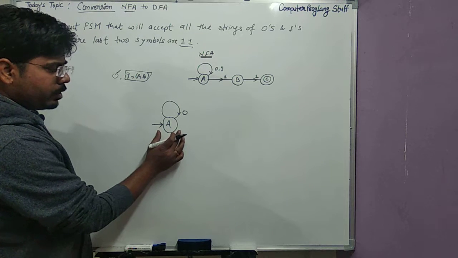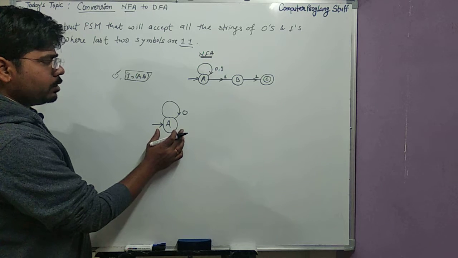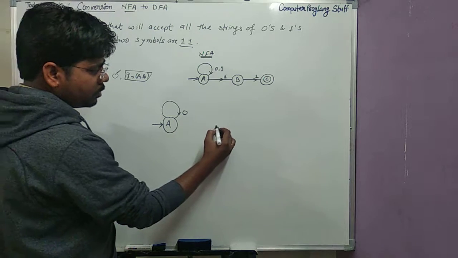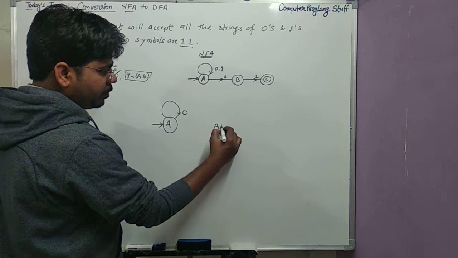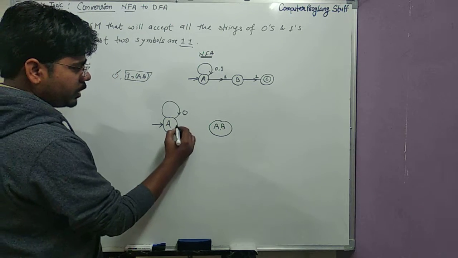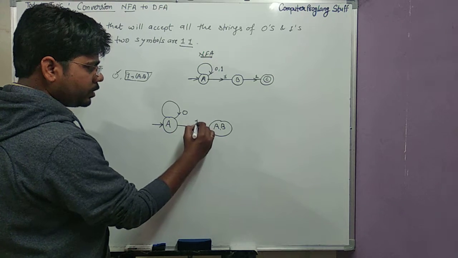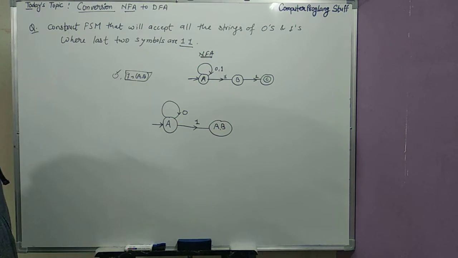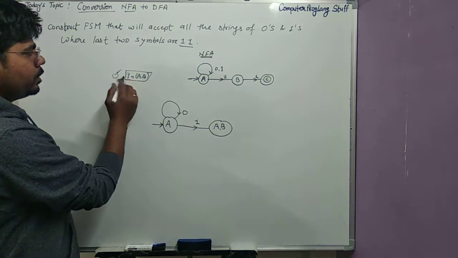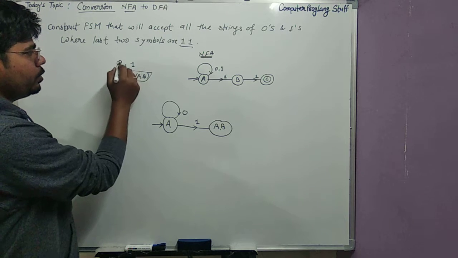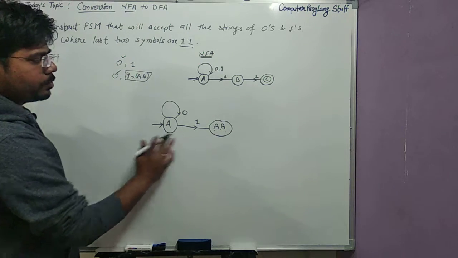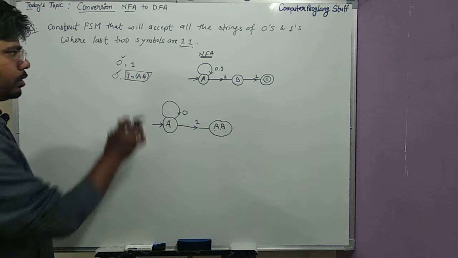Here we have only a single A, but in this case you are getting two states, A and B. So you have to draw a second state, that will be A B, reached after the transition 1. Okay, so this is how you are converting. First you have to see the transitions for both symbols, 0 and 1. For 0 you have a self loop, for 1 you have A B. Both the transitions are done for 0 and 1.